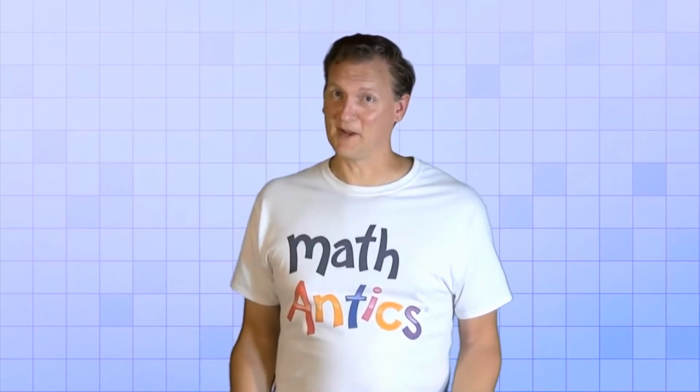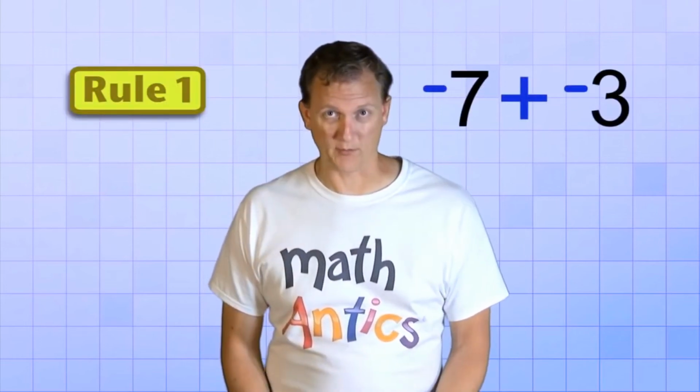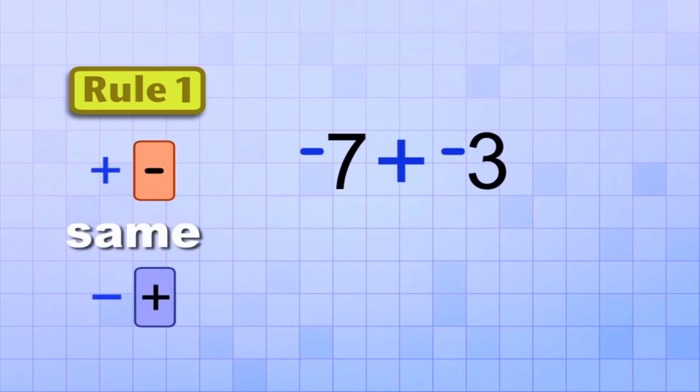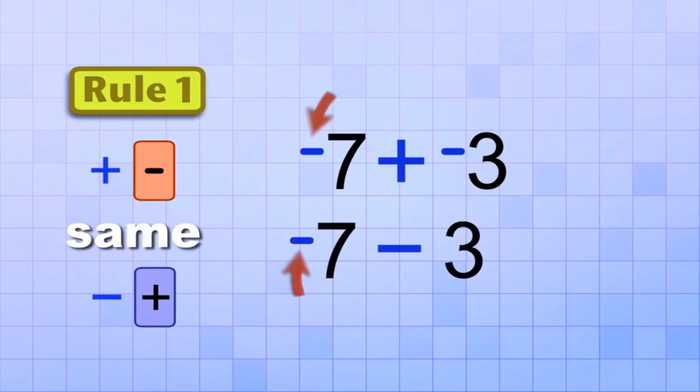And as you might have guessed by now, thanks to our rules, there's another way we could write this type of problem. Because of rule number 1, we know that adding a negative 3 is the same as subtracting 3. So this problem could also be written like this: negative 7 minus 3. But either way it's written, in this case, you're starting with a negative number and making it even more negative.